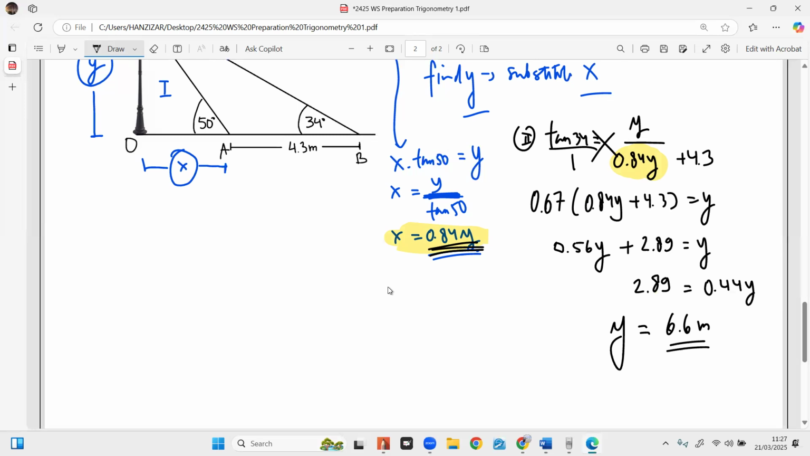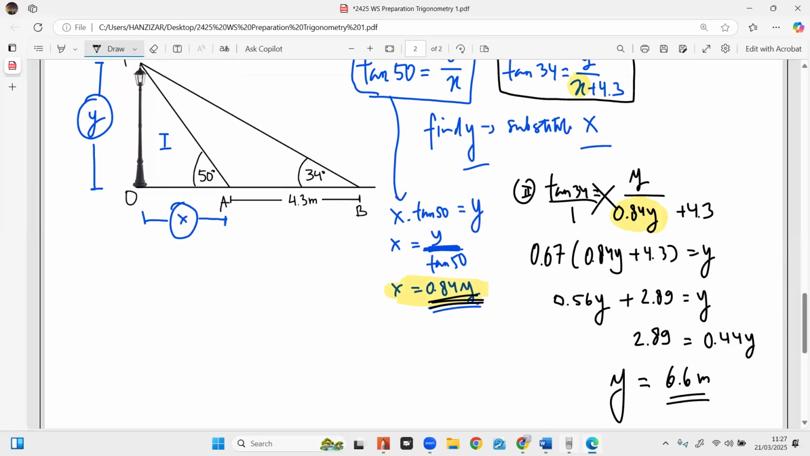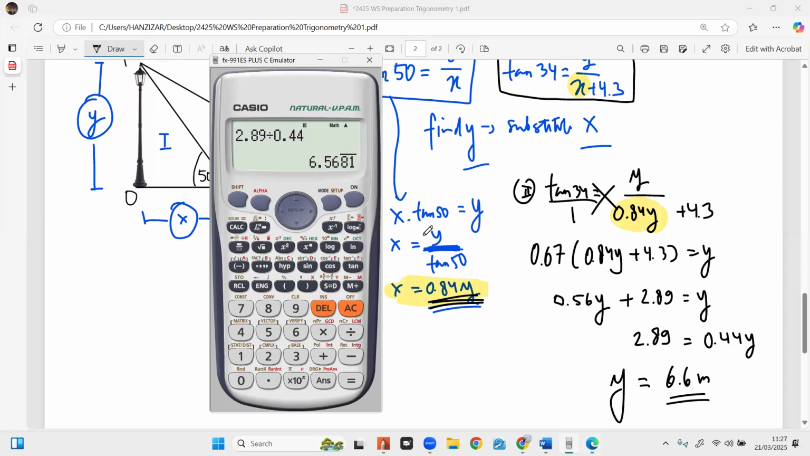Mine's 6.2. Sorry? Oh, I do 1 over because it is on the denominator. Yeah, 1 divided by tan 50. 1 over tan 50. Be careful, yeah. That's the way. 0.84.